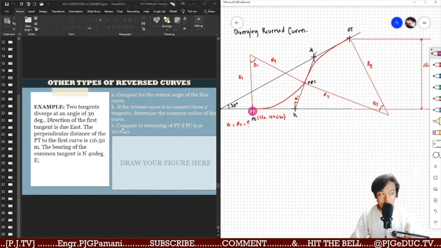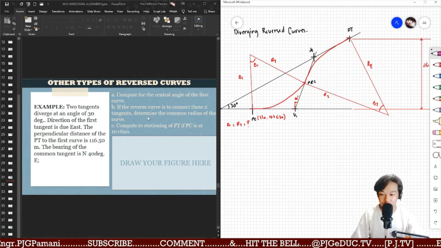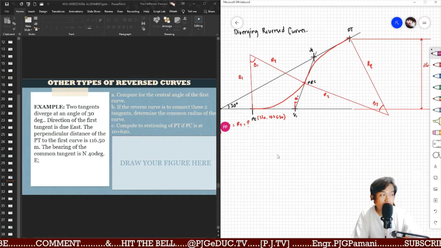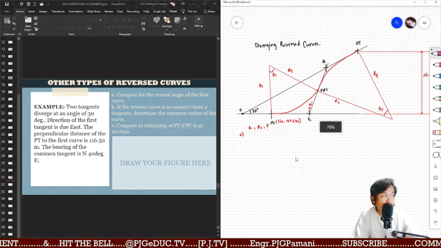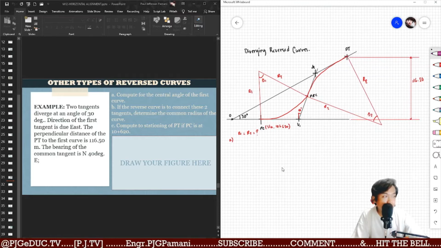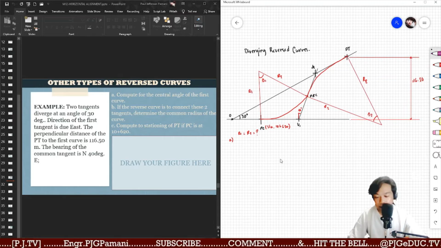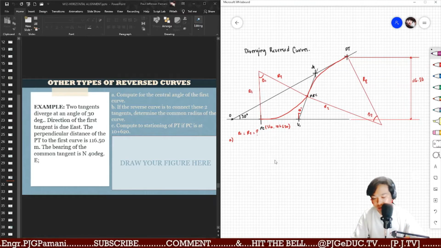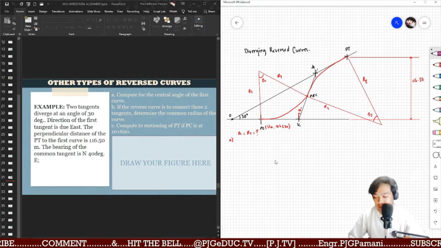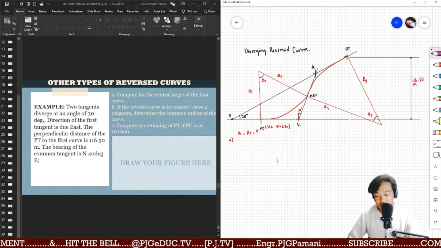So for letter A, the central angle of the first curve. Napakadali lang nung letter A. Solve natin kaagad yan. Paki-screenshot po muna yung figure para diretso ako doon sa solution. Or i-drawing nyo na yung figure sa scratch paper, para madali nyo makita, no?